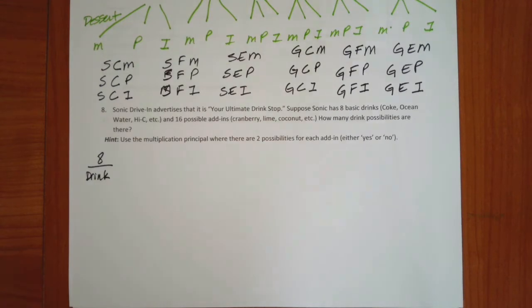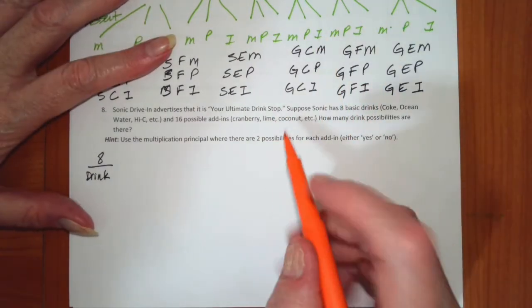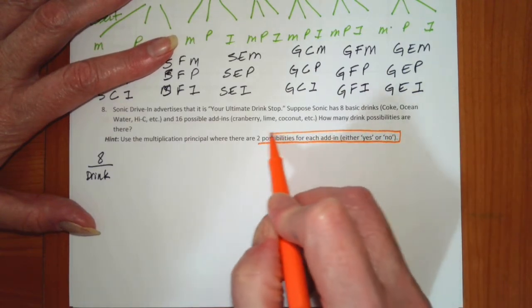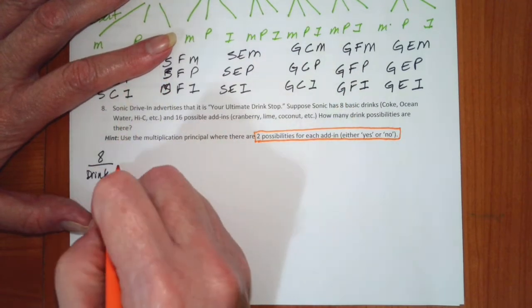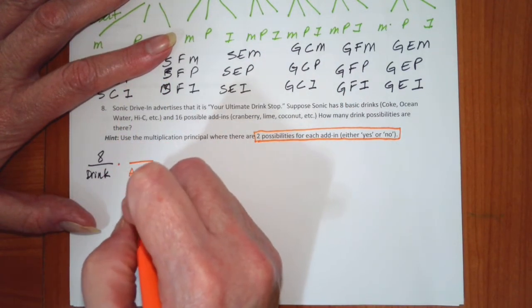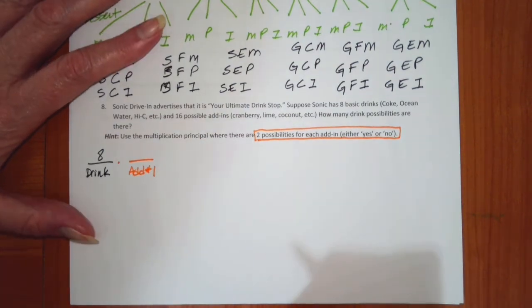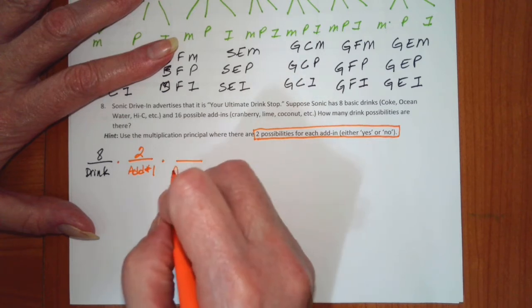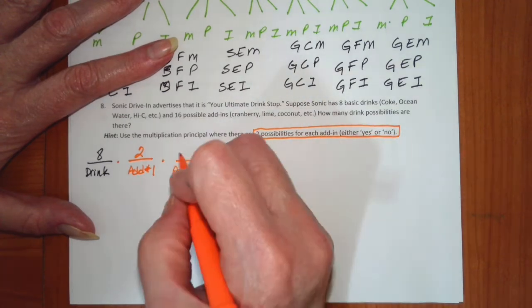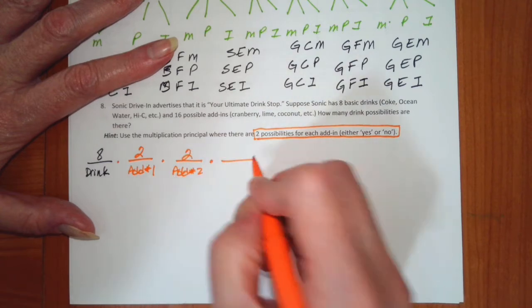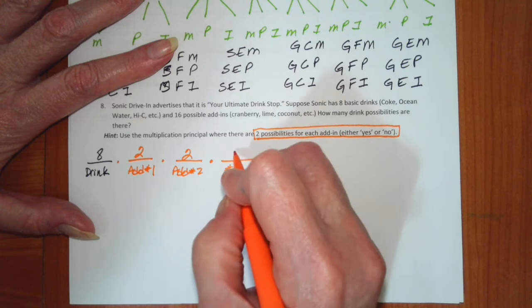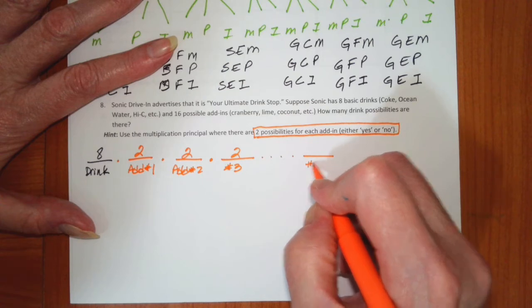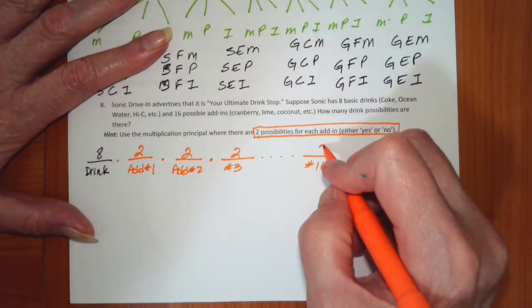Okay, so now we want to think about the add-ins. For each add-in, there are 2 possibilities, either yes or no. So if you want cranberry, this would be add-in number 1. It's either yes or no. So there are 2 possibilities here. Same thing for add-in number 2. If that's lime, yes or no. Add-in number 3, yes or no. And this would continue on until you get to add-in number 16. Who knows what it would be by then.